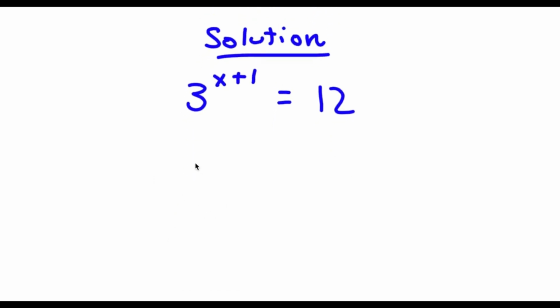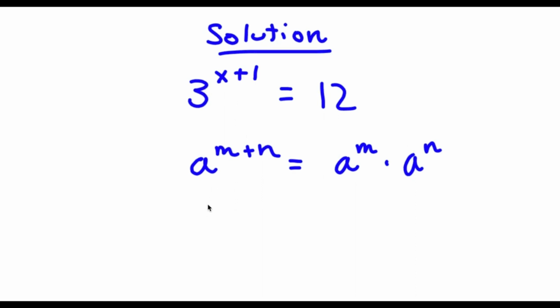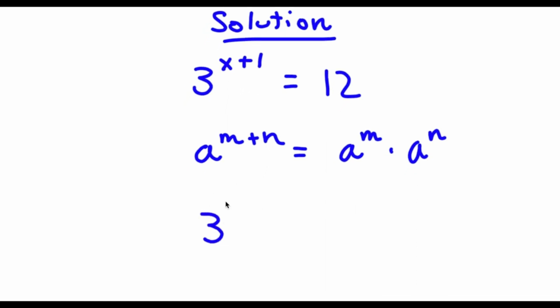Now, if I have something in the form a to the power of (m plus n), this is equal to a to the power of m times a to the power of n. So in this case, 3 to the power of (x plus 1), we can write this as 3 to the power of x times 3 to the power of 1. Now this is equal to 12.